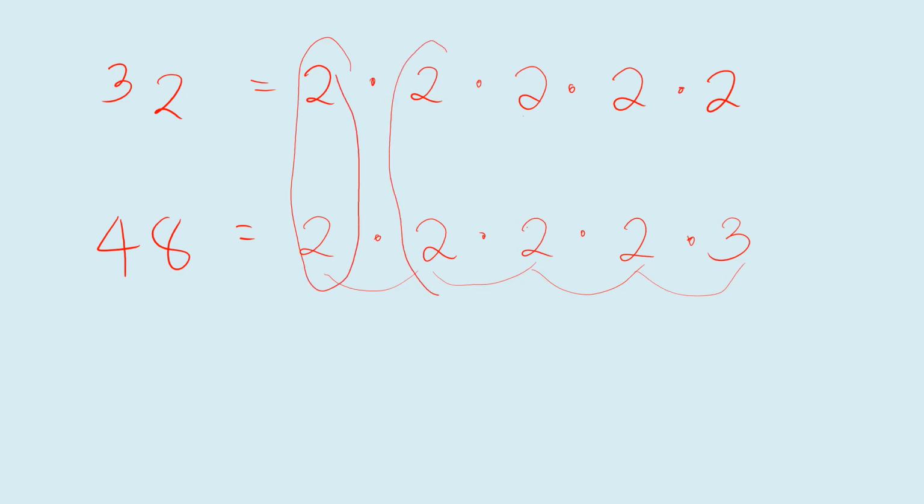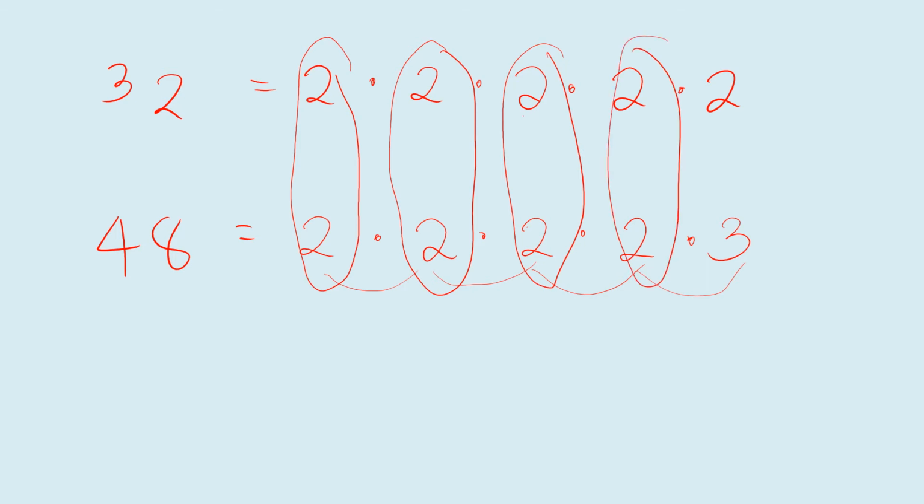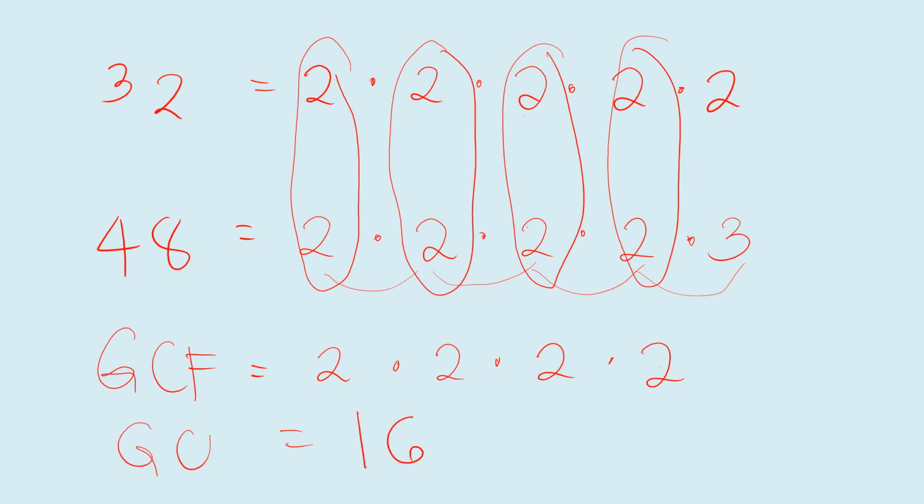So, ano-ano ngayon ang magkakatulad sila? Isang pares ng 2, ikalawang pares ng 2, another pair of 2, and another pair of 2. And then, isulat mo sa baba kung ano-ano yung magkakapareha. So, we have 2, isang pares ng 2, isang pares ng 2, and another pair. So, 2 times 2 times 2 times 2, that is equal to 16. So, the GCF, or their greatest common factor, is 16. Okay?